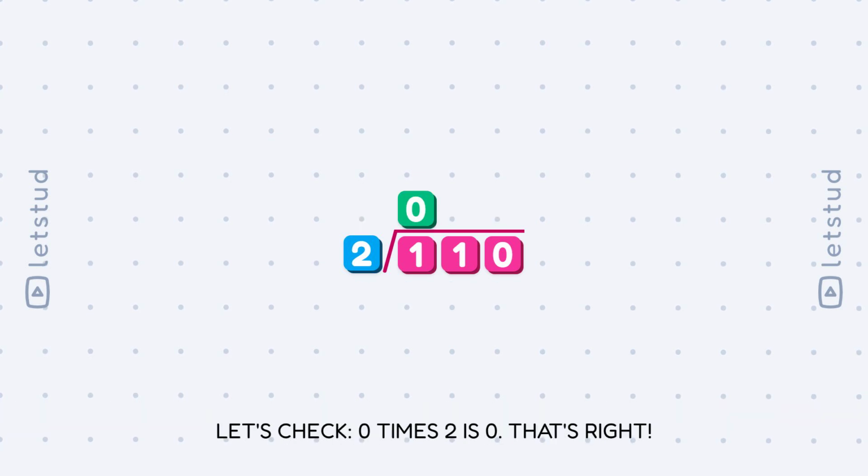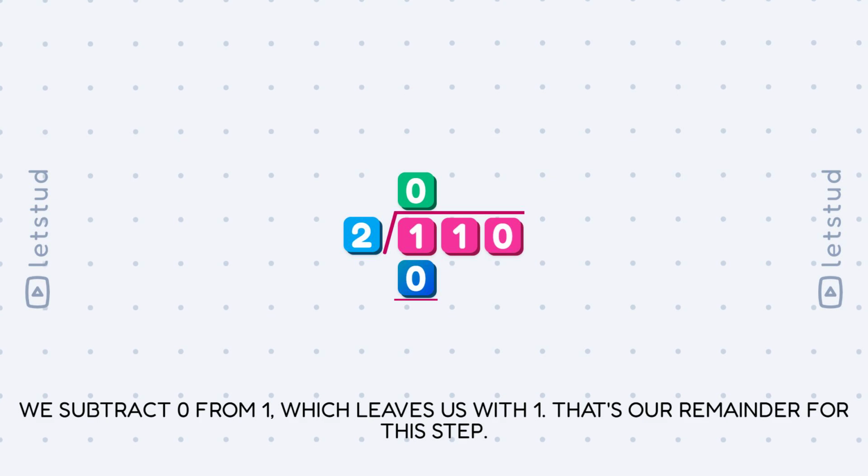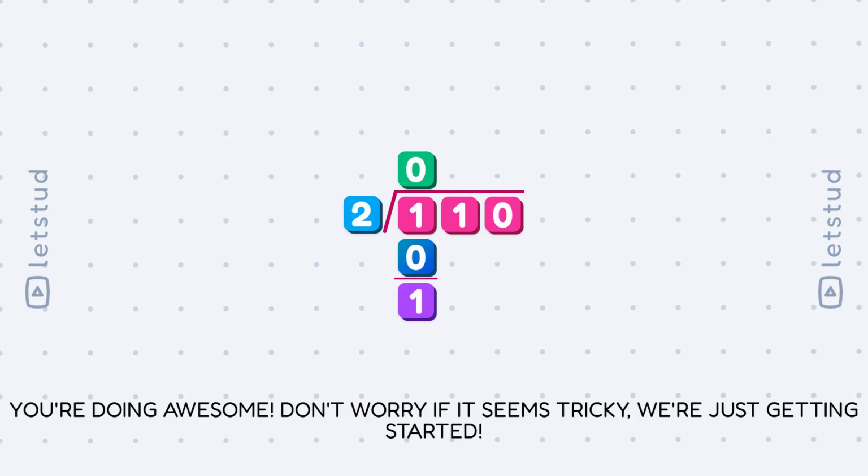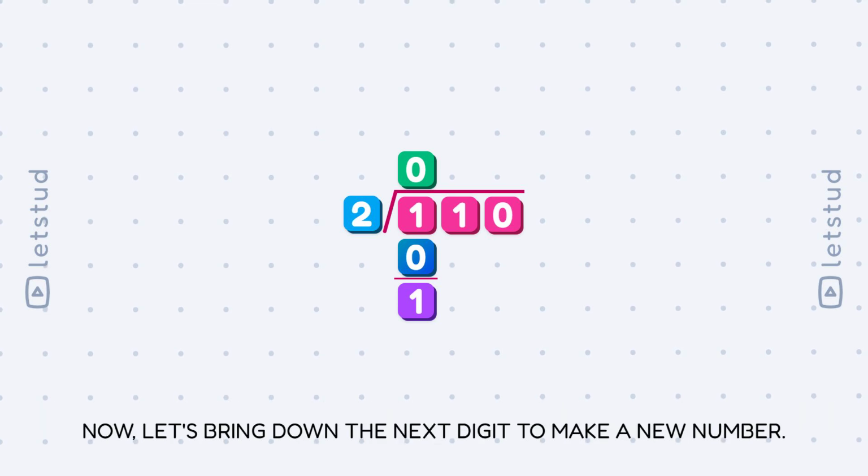Let's check, 0 times 2 is 0, that's right. We subtract 0 from 1, which leaves us with 1. That's our remainder for this step. You're doing awesome, don't worry if it seems tricky, we're just getting started. Now let's bring down the next digit to make a new number.